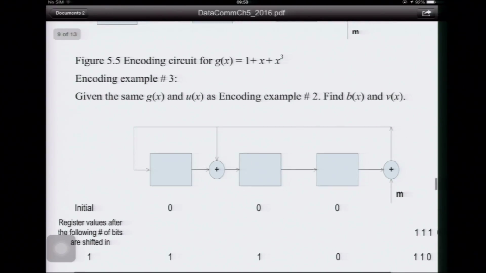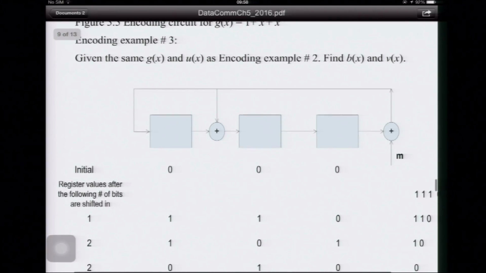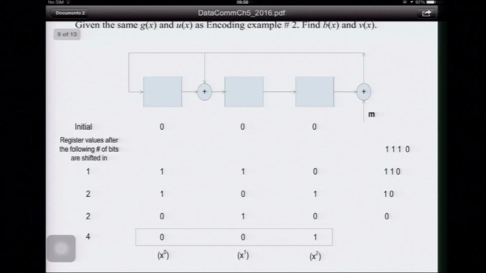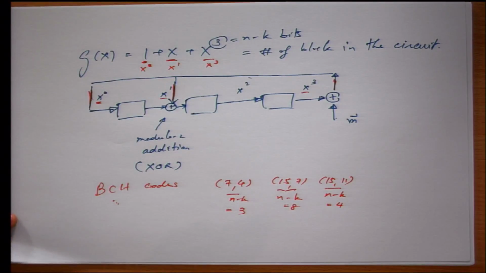Now, when I want to encode, what do I do? I have to input the data. Suppose I use the same g(x), and I have the same circuit here, and I have the data. The data is 1110, which is M. And this data, the 1110, the first one on the left-hand side is the most significant bit.